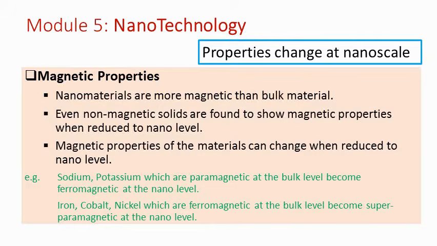There is a change in magnetic properties also. Nanomaterials are usually more magnetic than the bulk materials. Even non-magnetic solids are found to show magnetic properties when reduced to the nanoscale. Some examples: potassium, sodium are paramagnetic at the bulk level, become ferromagnetic at the nano level. Iron, cobalt, nickel, which are ferromagnetic at the bulk level, become superparamagnetic at the nano level. So magnetic properties can also change when the material is reduced to the nanoscale.